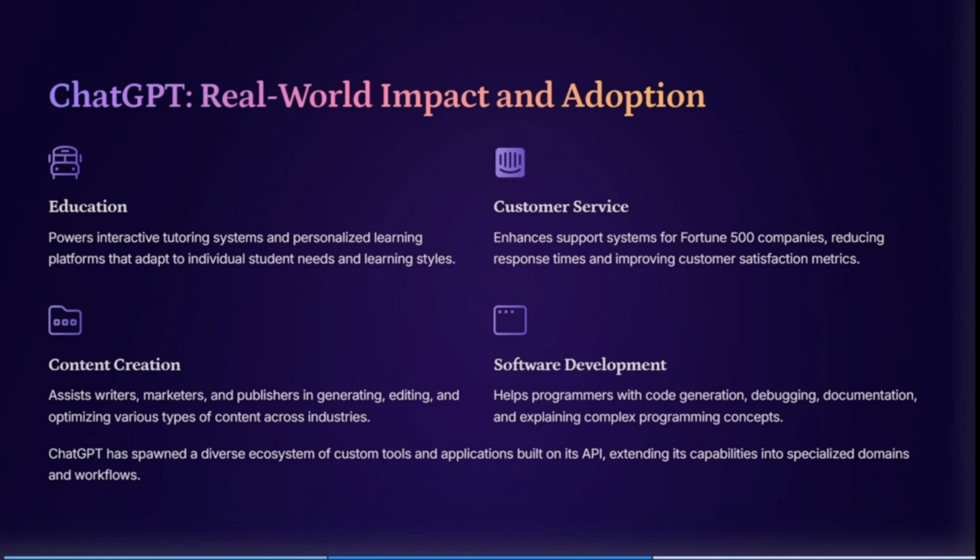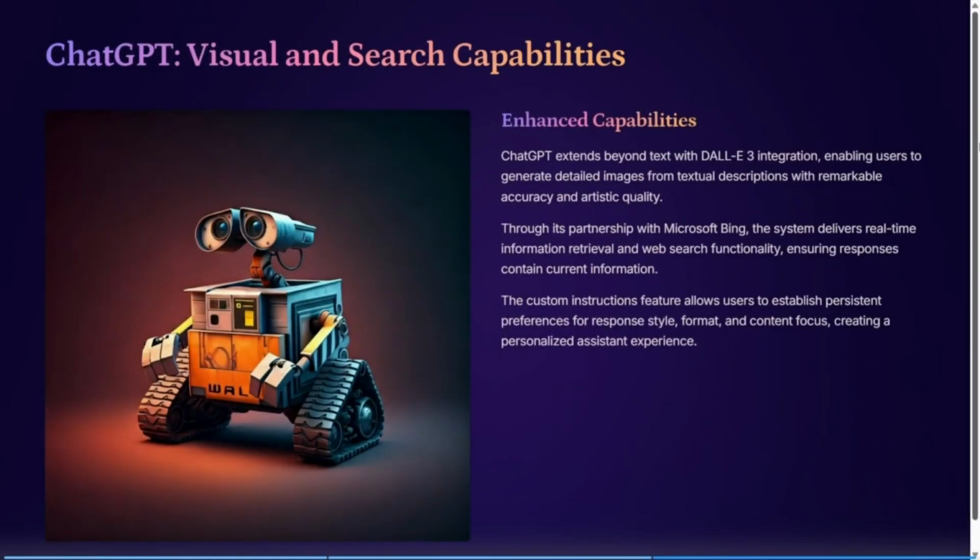ChatGPT has actually spawned a diverse ecosystem of custom tools and applications built on its API, extending its capabilities into specialized domains and workflows. You can see over here as well that ChatGPT extends beyond just text with DALL-E 3's integration. It enables you to generate detailed images from textual descriptions with pretty remarkable, accurate results.